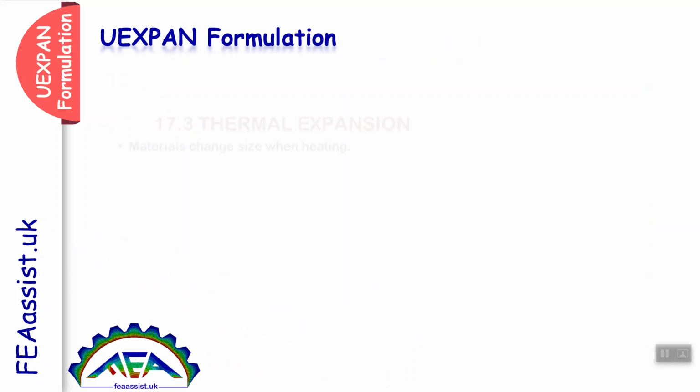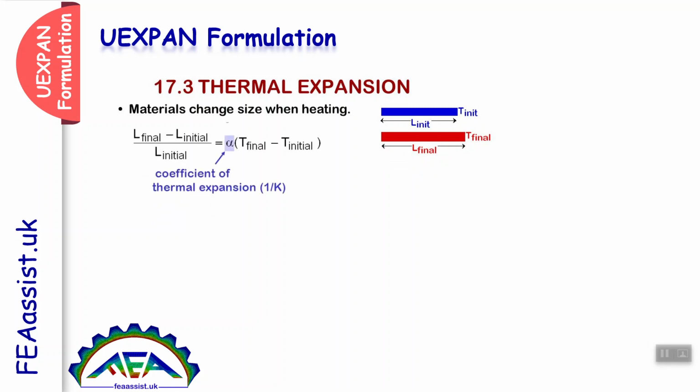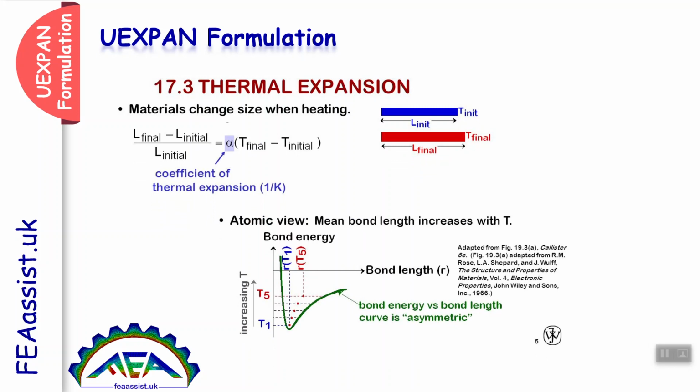UEXPAND formulation. Materials change size when heated. If you increase the temperature of a sample, the length of the sample will increase. How much? It depends on the coefficient of thermal expansion. Why? If you look at the atomic view, you will find that the distance between atoms increases by heating. This is the reason for thermal expansion.